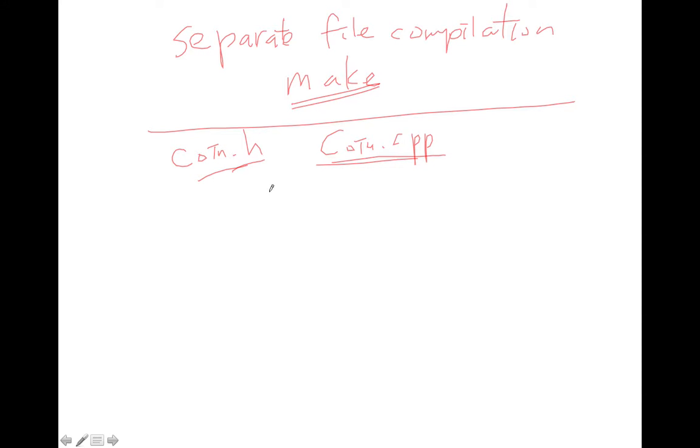The reason we do this is that if we separate this way, .h has no execution code. .h is just information about the class, specification only. .h never produces any executable code at all, but only .cpp contains executable code.